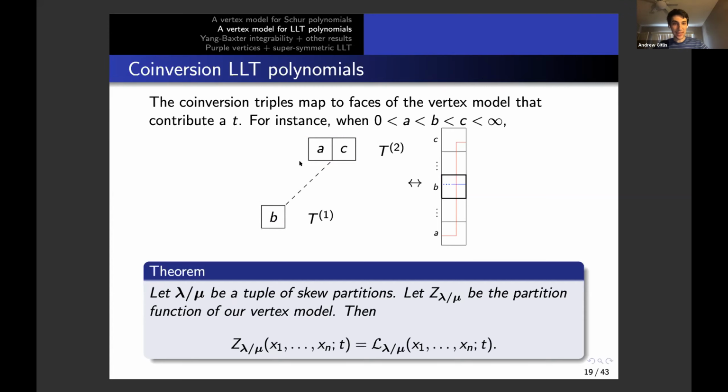Okay, so hopefully that convinces you of this theorem that the vertex model we just constructed, the partition function for that vertex model is exactly the LLT polynomial.